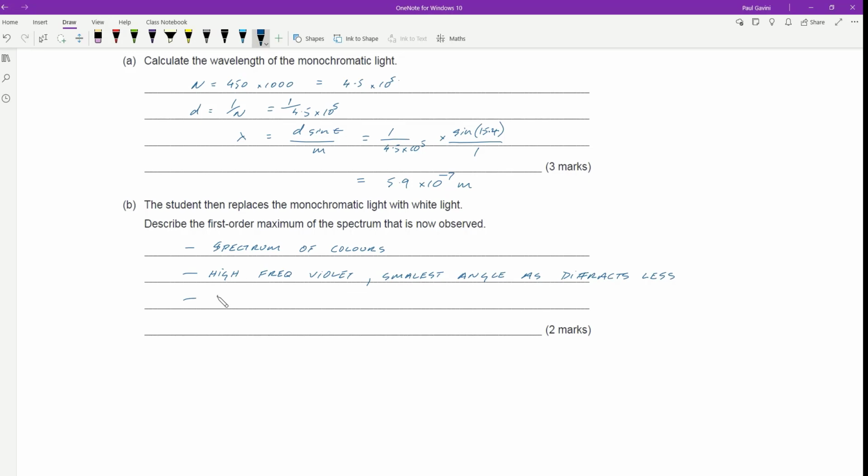So just to cheat, low frequency reds are going to have the largest angle as they diffract more.